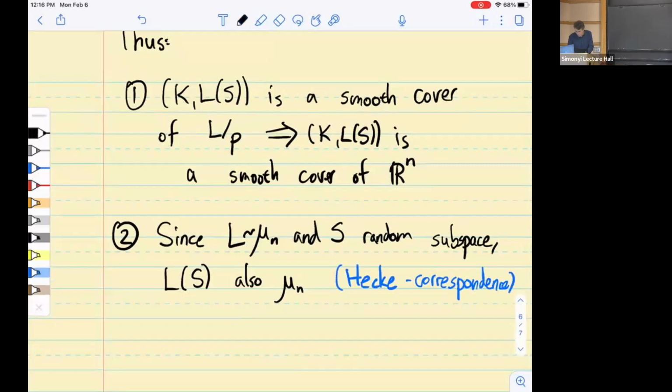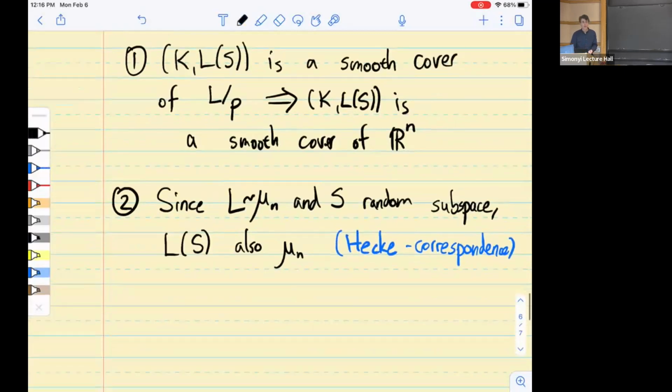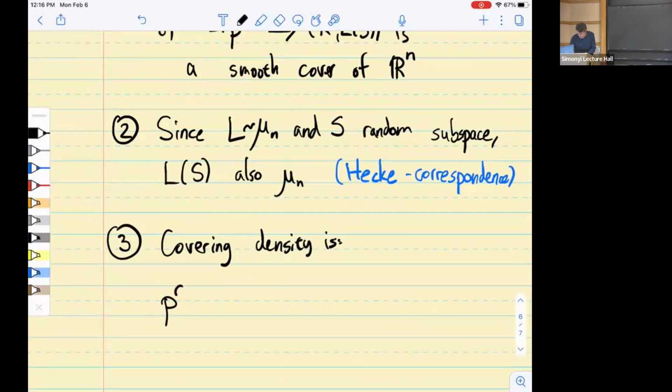So yeah, we have almost everything we need. We have a smooth covering of space. We know it's a random lattice. We just have to calculate how dense the covering is. So we have a lattice of co-volume P to the negative R, because we densify things by a factor of P to the R when we add that subspace. And we just have to multiply by the volume of K.